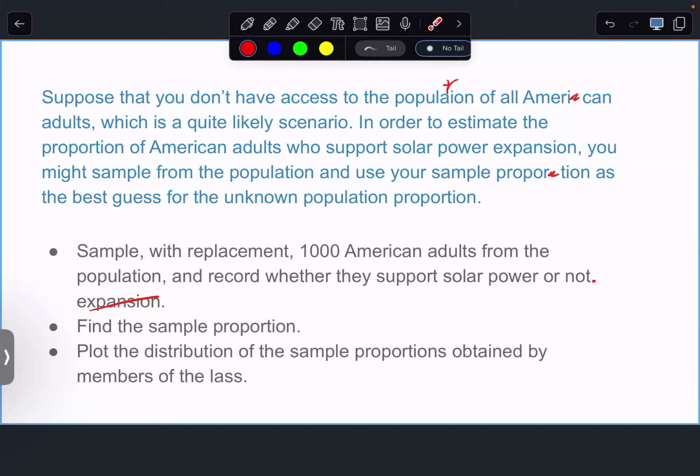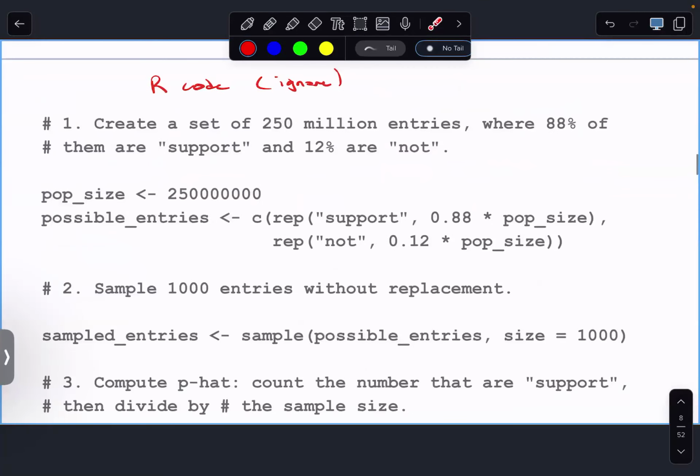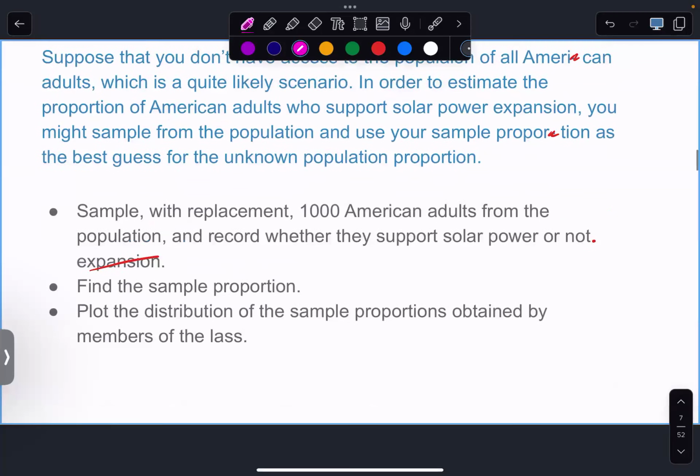And I'm going to post an Excel assignment that kind of walks you through this procedure. So this is R code. You can ignore that, and you're going to have an Excel assignment instead. See Excel assignment instead, which I haven't posted yet because that'd be crazy.